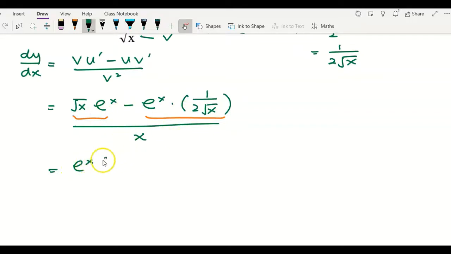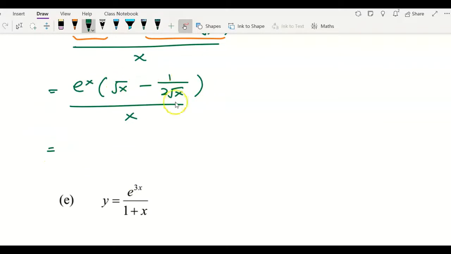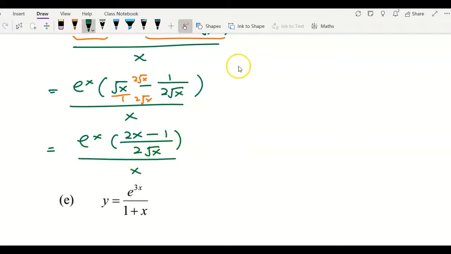Both containing e^x. So take out the e^x, I have my square root of x minus 1 over 2 square root of x inside the bracket. After that, the bracket over here, I think this can be simplified. You get your e^x and then equating denominator, meaning that you need to multiply by 2 square root of x. Down here, multiply by 2 square root of x. Then you have your 2x on top, and minus 1 over 2 square root of x. Then don't forget you have over x. Alright, you have over x.